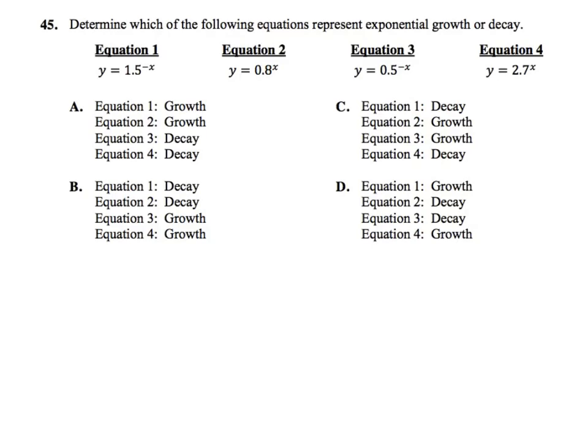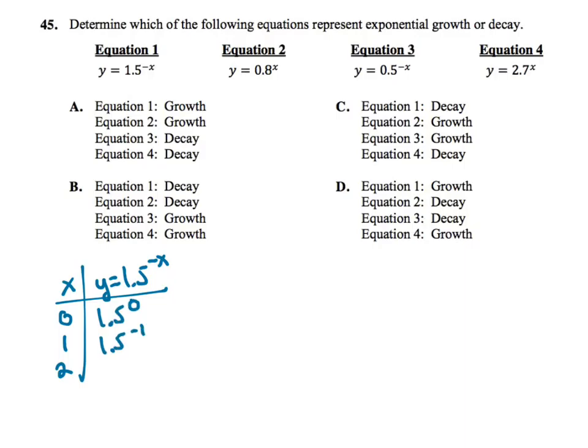Okay, 45. Determine which of the following equations represents exponential growth or decay. I'm going to show you two different ways of working your way through this. The safer way is to make a table. Pick some values for x and look at the first equation: 0, 1, and 2, and see what happens. Does it grow or does it decay? If I have 1.5 to the power of 0, I have 1, right? 1.5 to the power of negative 1, and 1.5 to the power of negative 2. So I'm just plugging my x's in for my negative x's.